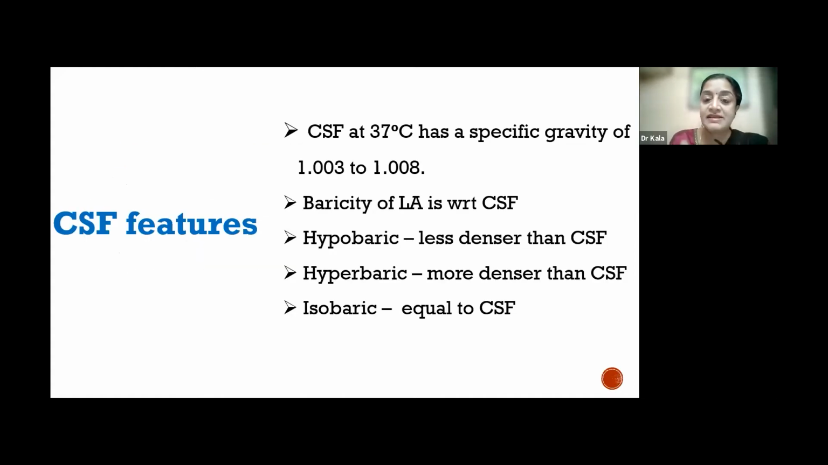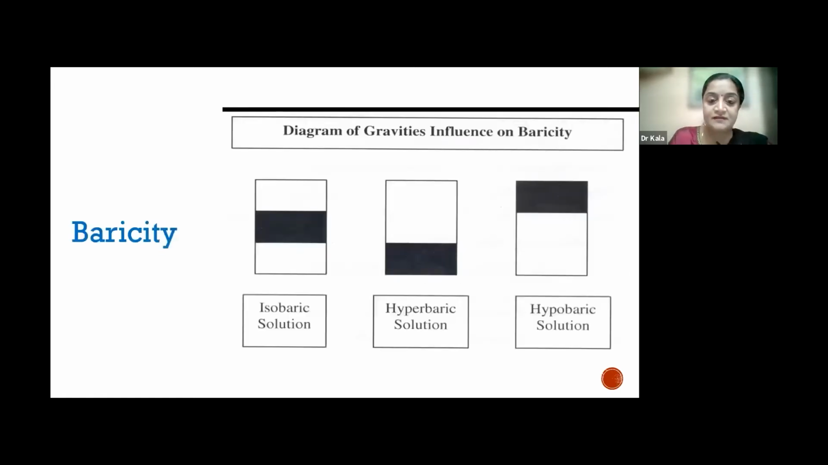Now, what are the CSF features? CSF at 37 degrees centigrade has a specific gravity of 1.003 to 1.008. The baricity of the LA is described with respect to the CSF. Hypobaric means it is less dense than the CSF. Hyperbaric solution is more dense, and isobaric is equal to the CSF. This diagram shows how gravity influences baricity.